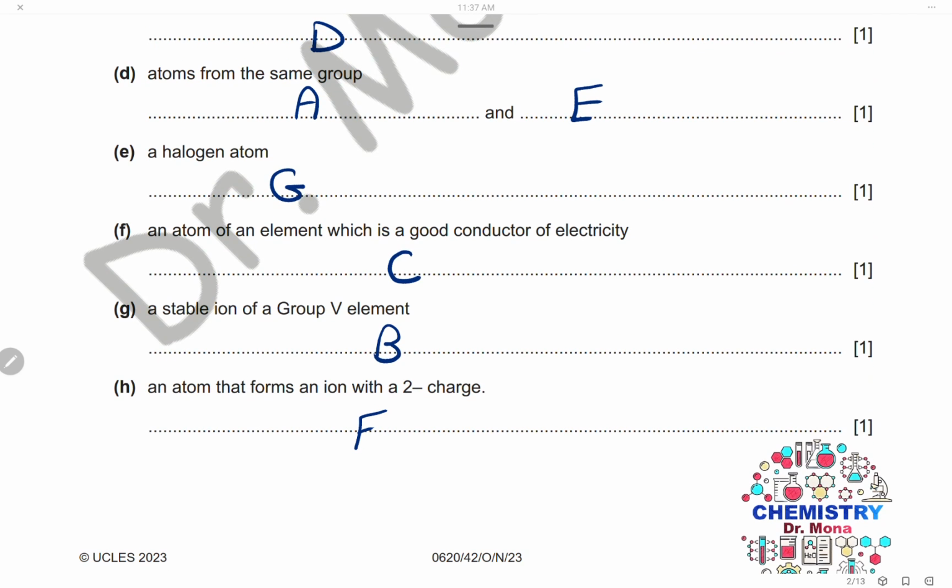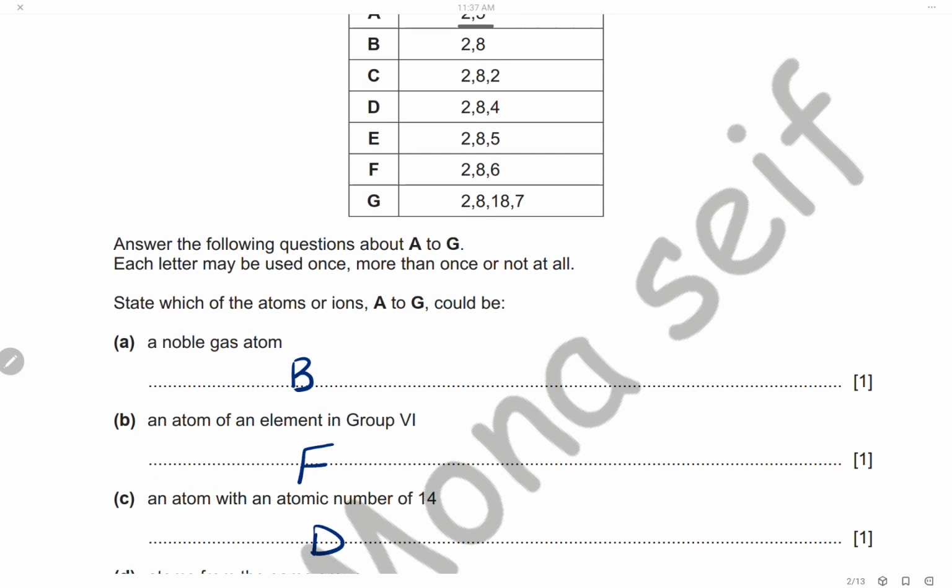An atom which forms an ion with a charge of -2. A group 6 element has 6 electrons in the outer shell, so to form an ion, it will gain 2 electrons, so the ion will have a charge of -2. So we will search for an atom from group 6. Again, it's F because F has 6 electrons in the outer shell.